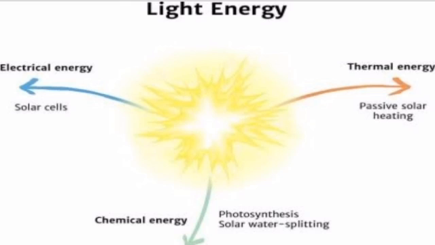Light energy is transformed into food energy by plants. They perform the function of photosynthesis, in which sunlight is used in the presence of chlorophyll to synthesize their own starch.